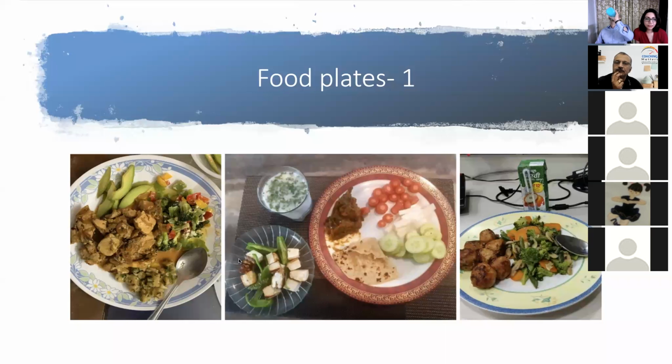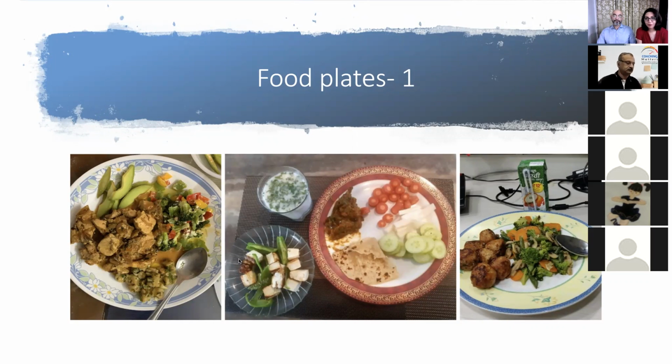Now this is someone who's eating at their workplace. So it's very much possible. You just need to do a little bit of planning, and even if you're working or traveling, you can eat healthy once you're aware of what you need to include in your meals. So this is giving you an idea about how you can plan your meals.